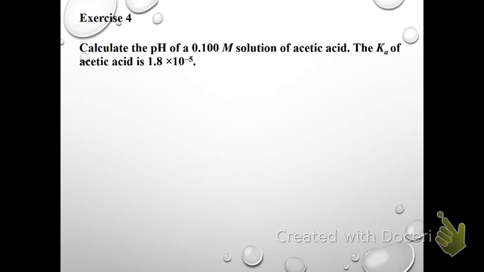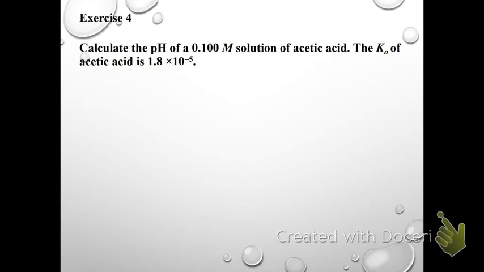RICE table, we're going to do the whole shebang this time. We want to calculate the pH of a 0.1 molar solution of acetic acid, and it gives you the Ka value. If you have a weak acid, you cannot directly take the log of the concentration because it's such little dissociation, you don't actually have 0.1 of the hydrogen like you do on a strong acid. Okay, so that means RICE it out.